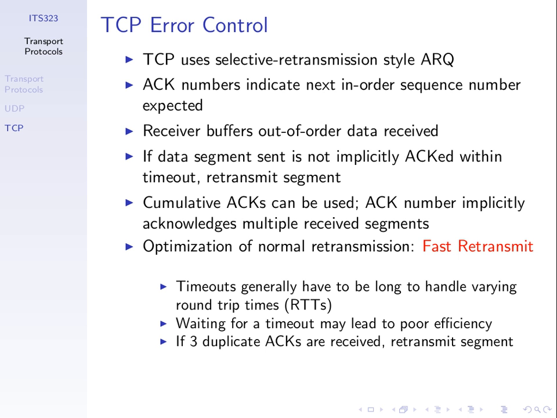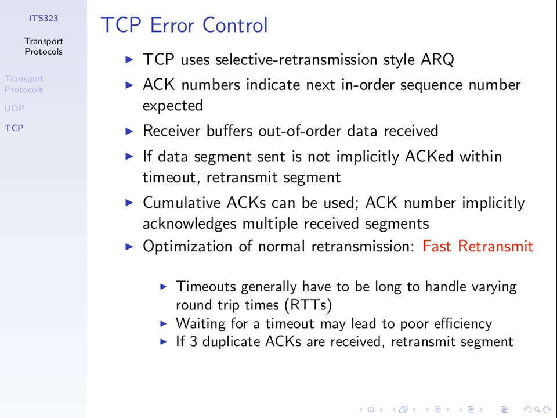Because it's selective retransmit or selective reject, the receiver needs to buffer some segments and put them back into order once we receive the retransmission. And as before, we send data. If we don't receive an ACK, we may time out and retransmit. So we expect an ACK to come back. If we don't receive one within some time, resend that data segment.